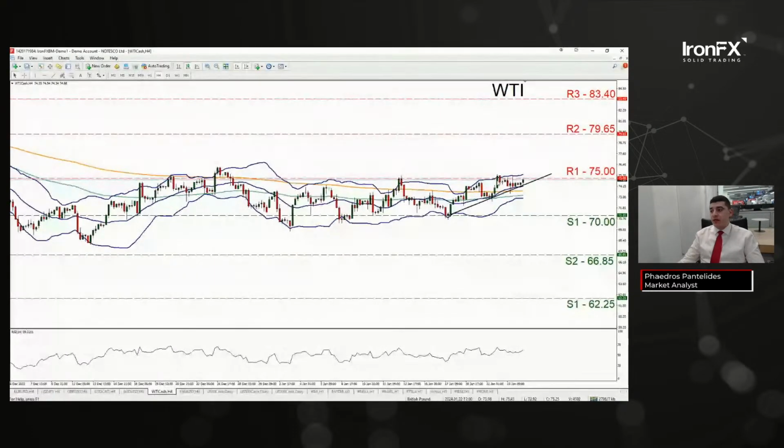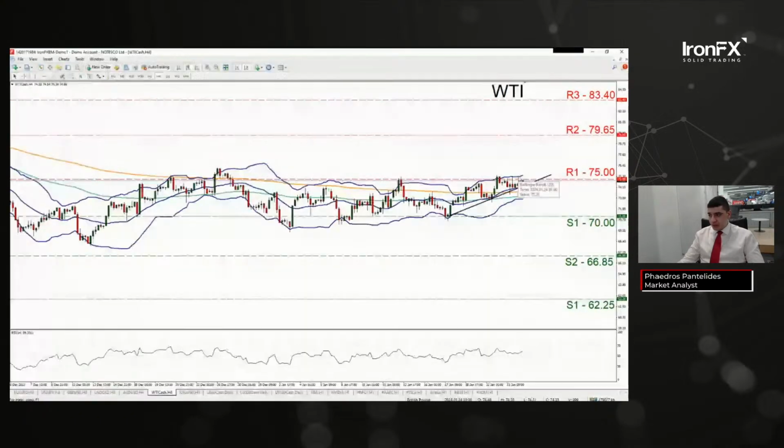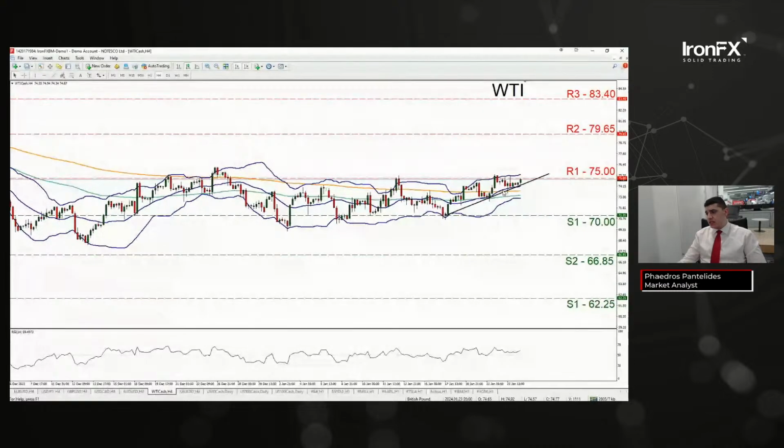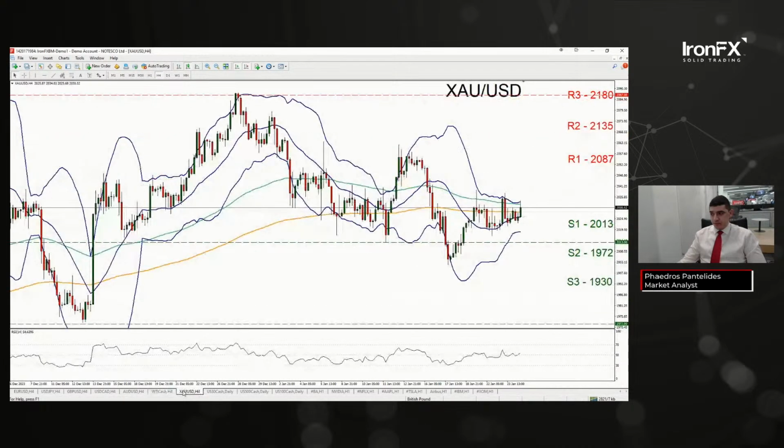So a clear break, making a candle. So I would like to see two consecutive 4 hour candles remaining above R1 for my bullish outlook to be maintained for the commodity. For a bearish outlook, simply breaking below S1. Sideways, failing to break above R1 or coming back in below, between S1 and R1, and staying in between S1 and R1 for a sideways bias.